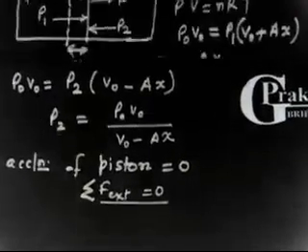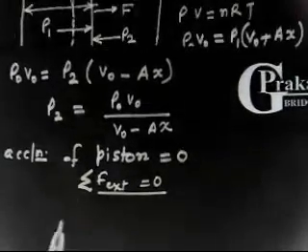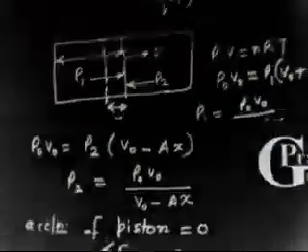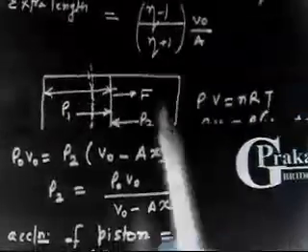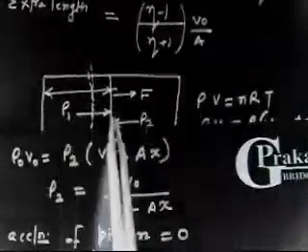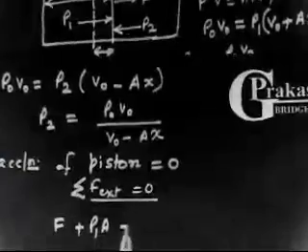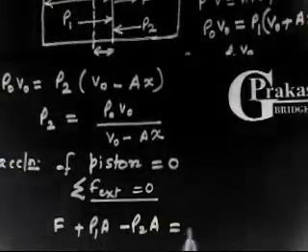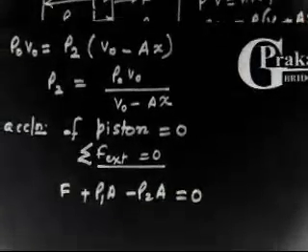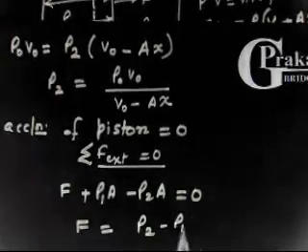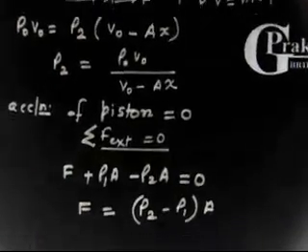So now what are the forces that are acting? In this direction you have F plus P1 into area, minus P2 into area. This is equal to 0. So from here I can say F is equal to (P2 minus P1) into area.